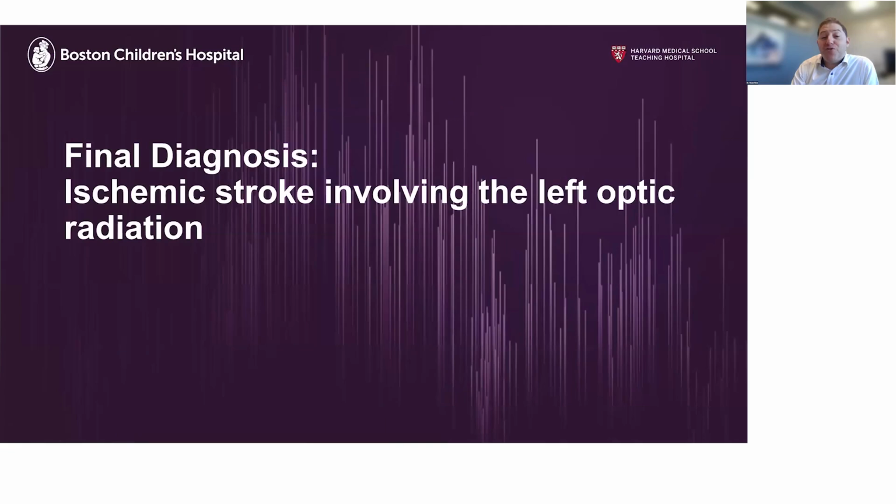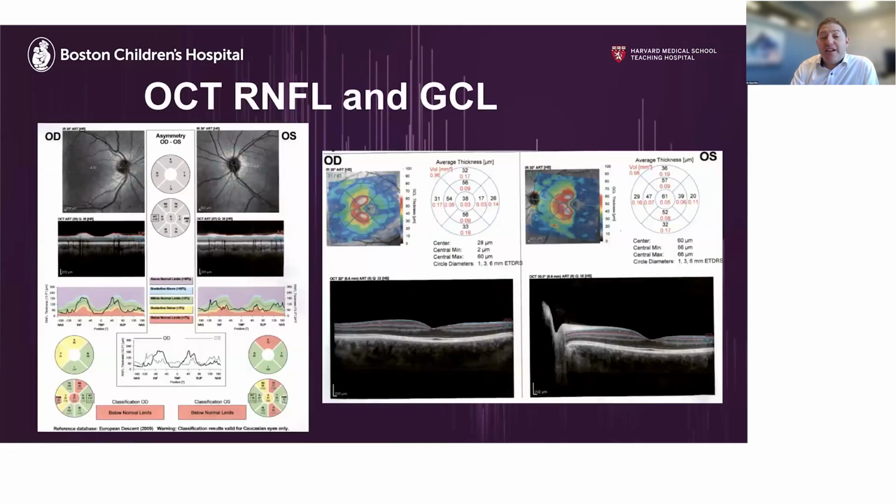So she had an ischemic stroke involving the left optic radiation, and as a result had a homonymous hemianopia. And you can see the homonymous hemianopia on the GCL imaging. So nasal retina in the right eye corresponds to the right temporal visual field, and temporal retina in the left eye corresponds to the left nasal visual field, or a right homonymous hemianopia.